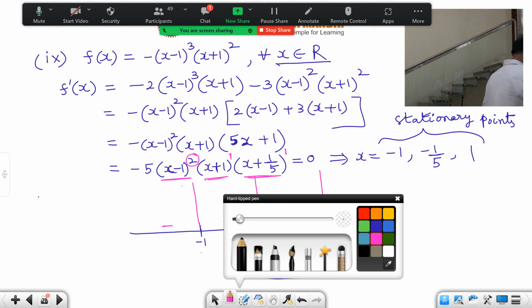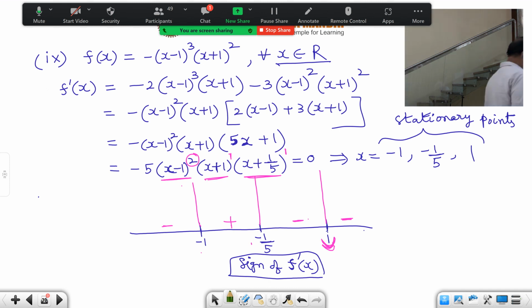Okay, it has responded. I'll use the green color. Okay. Now see, before minus 1 the f dash x is negative. See, you can see in the diagram. Before minus 1 f dash x is negative means the function is decreasing. After minus 1 and before minus 1 by 5 the f dash x is positive means it is increasing. And after minus 1 by 5 the derivative is again negative, decreasing.